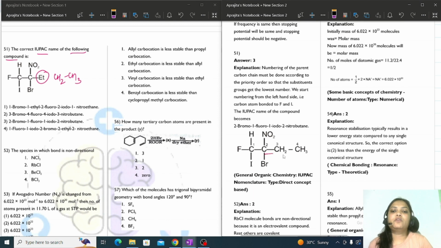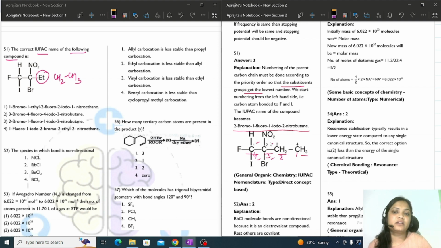Now we know according to the lowest set of locant rule, the numbering is done in such a way so that the substituents get the lower number. So if we number it from right hand side, the substituents will not get the lower number, they will come at third and fourth carbon. But if we number it from the left hand side, they are coming at the first and the second carbon. So that's the correct way of numbering. Now the name will be written.